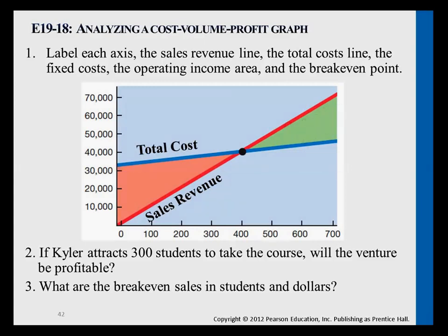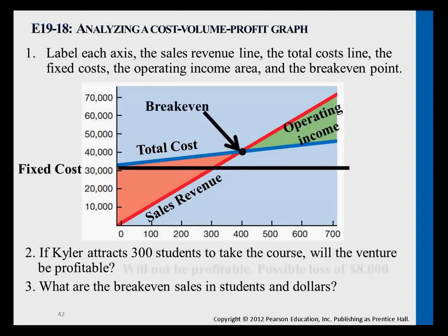Oh, we missed the fixed cost. Where is the fixed cost? We don't know that yet? Right? Really? How do we know the fixed cost? That's right, it's this point, right? And then we're just going to draw it all the way to the right, and it's going to be parallel to the x-axis. Right? Just like that. Okay, we've done that.